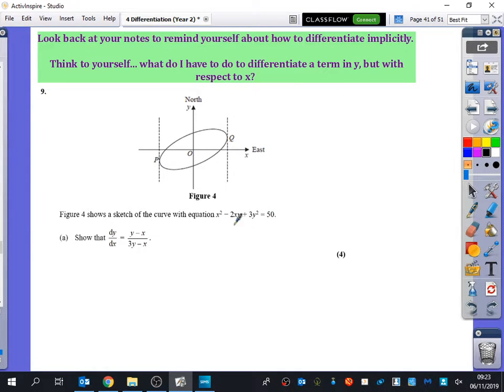So with this that we have here, we've got x squared minus 2xy plus 3y squared is equal to 50. So the x squared is going to differentiate to 2x. I wonder if anybody is able to do this without actually writing down the product rule, because that's something you might build towards in the future. Go on then, Hamza. Minus 2y minus 2x dy/dx.